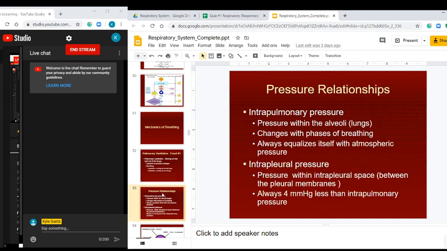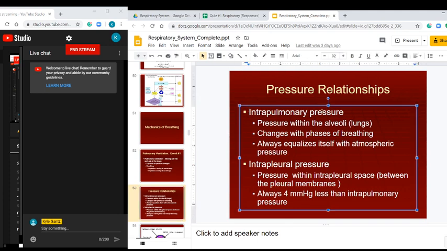Okay. That's vocabulary right there. Now we have intrapulmonary pressure, right? So inside the lung pressure. So pressure within the alveoli, right? All those little thin air sacs, right? That's the pressure, right? The pressure inside of those little sacs changes with the different times of breathing, the different phases of breathing, all right?